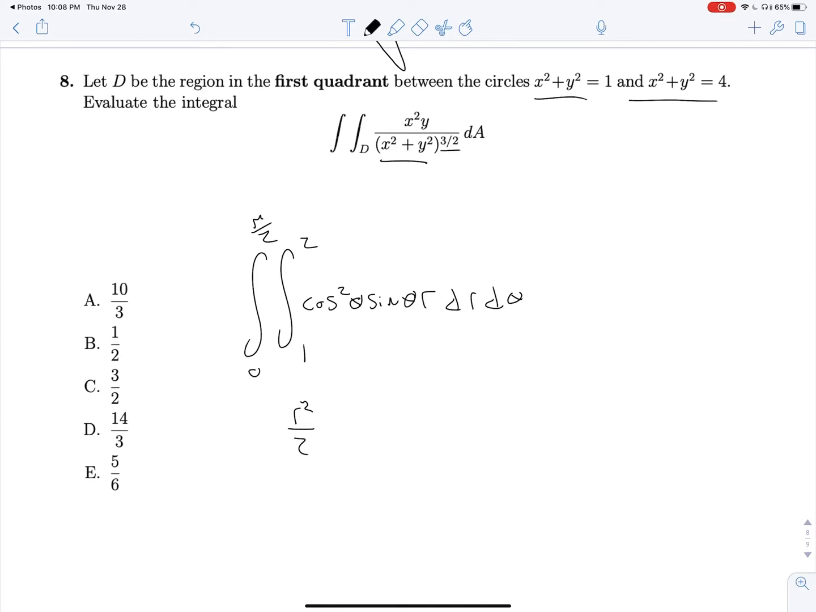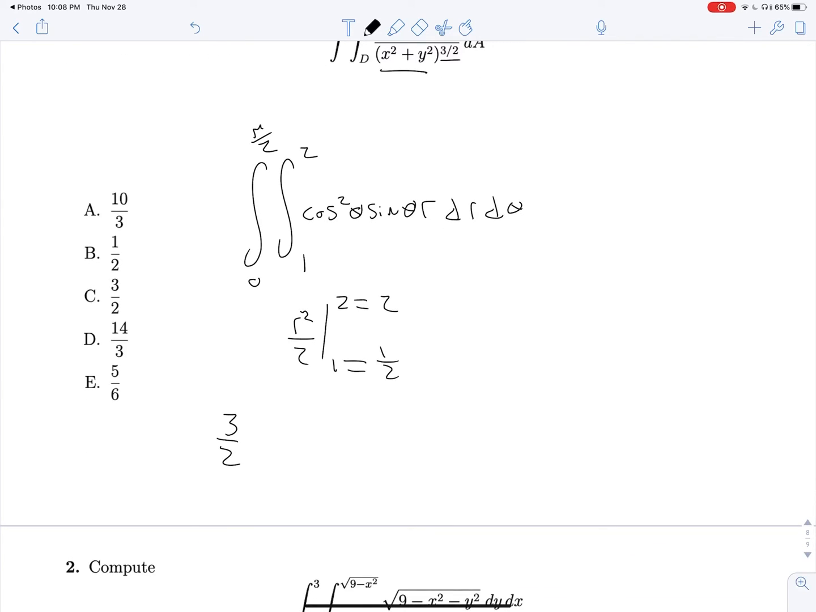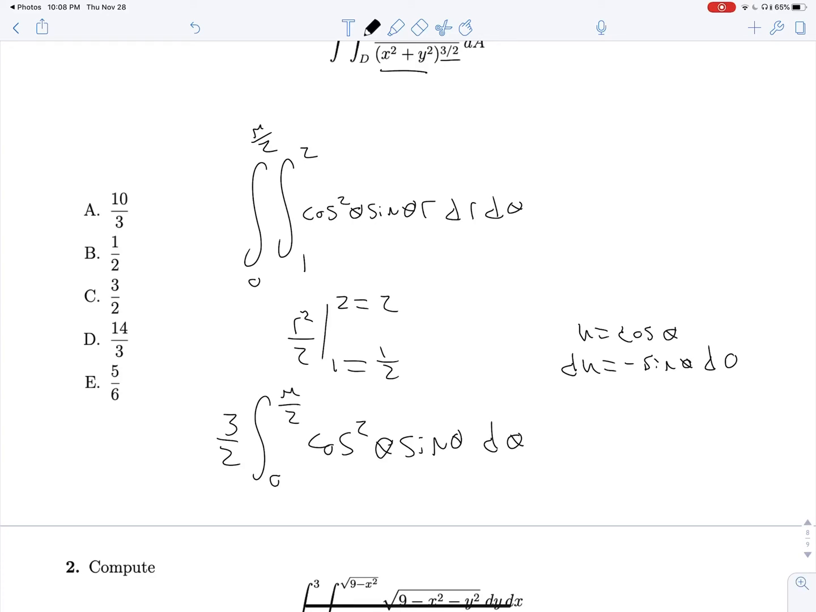So r squared over 2 on 1 to 2 is going to give us 2 and 1/2, so we get 3 halves multiplied by the integral from 0 to pi over 2 of cosine squared theta sine theta d theta. And if you're out of practice, this might still look scary, but we know that we can just use some u sub. We can set u equal to cosine of theta. Du is equal to negative sine of theta d theta.